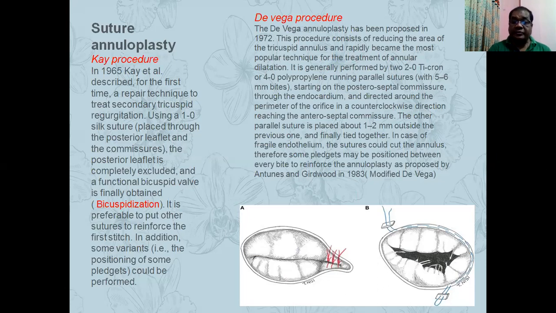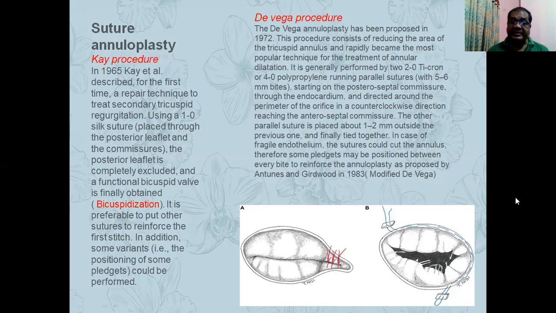Starting on the posterior, so we can start from here, posterior septal commissure through the endocardium and directed around the perimeter of the orifice in a counterclockwise direction, reaching the anteroseptal commissure. The other parallel suture is placed about 1 to 2 millimeters outside the previous one and finally tied together.